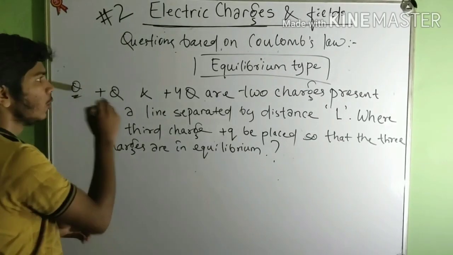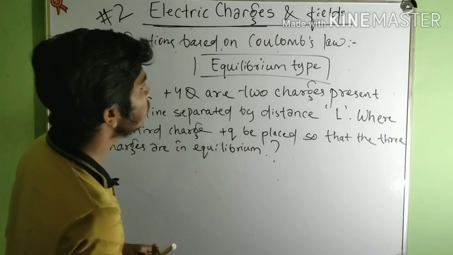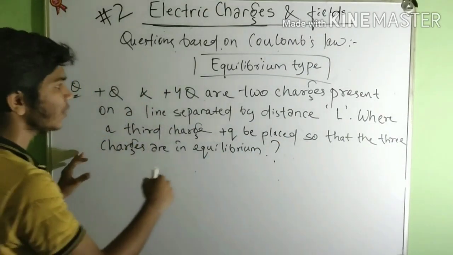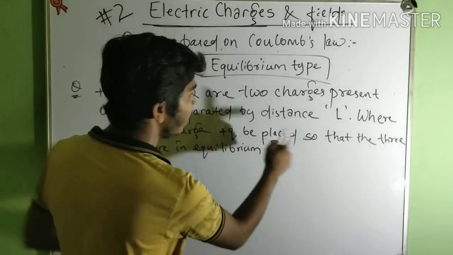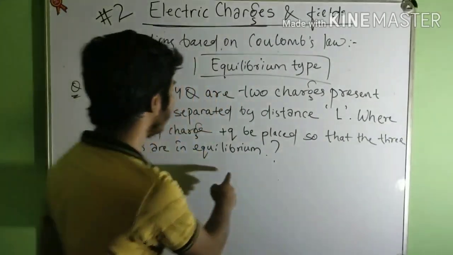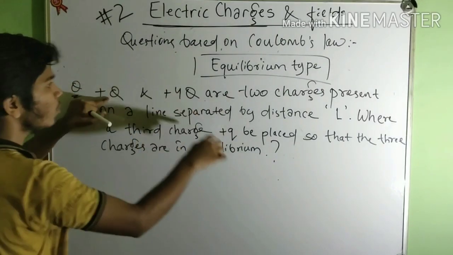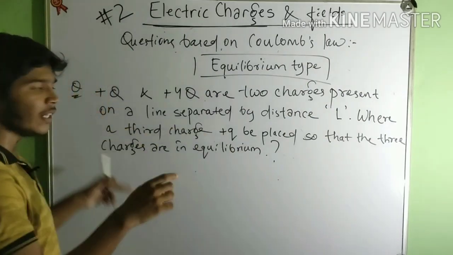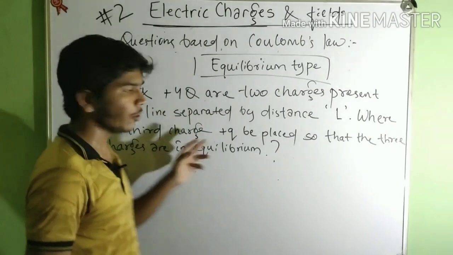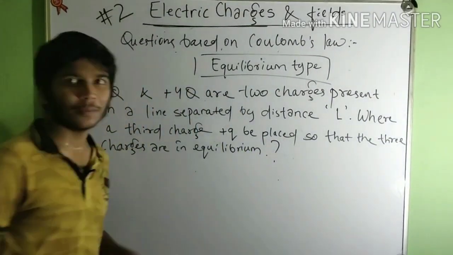It is a type of equilibrium question. Here the question says that plus q and plus 4q are two charges present on a line separated by distance L, where a third charge plus small q is placed so that the three charges are in equilibrium. Equilibrium means what? Static position. The three charges plus q, plus 4q and plus small q will be in statics. Where can we place the plus small q? Pause the video and note down the question and try yourself.